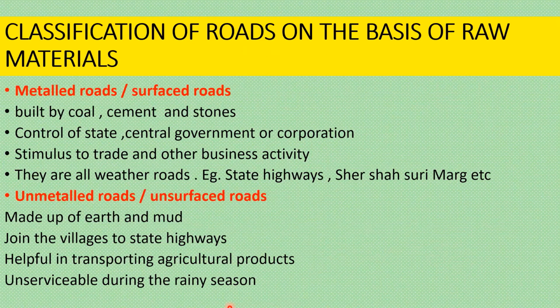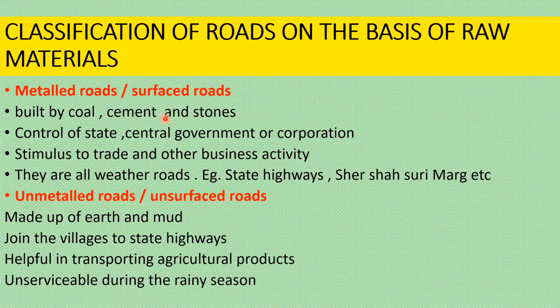And this is about the classification of roads on the basis of raw materials. The roads are classified into two on the basis of raw material. They are metal roads and unmetal roads. Metal roads are surface roads. The surface roads are built of coal, stones, and cement.